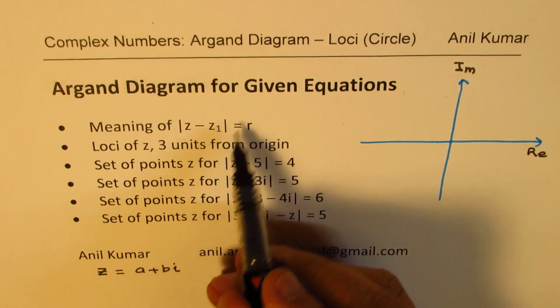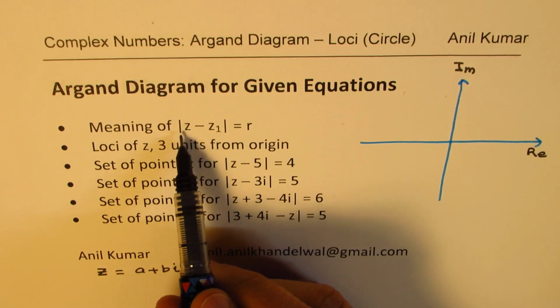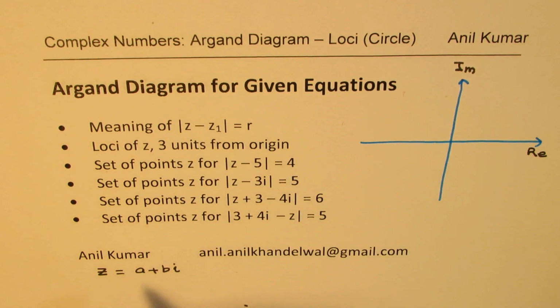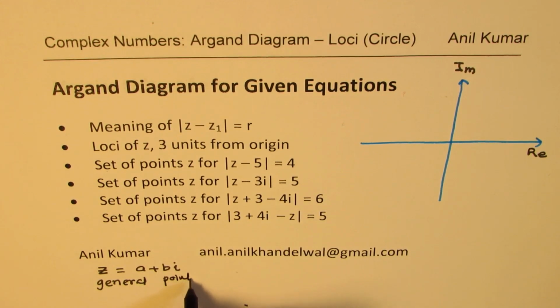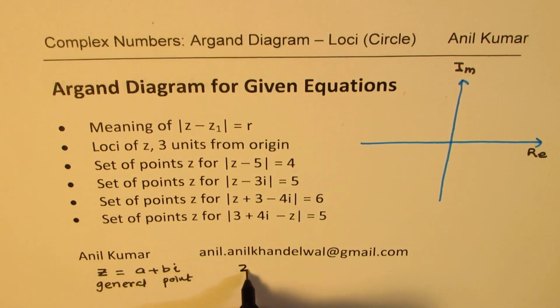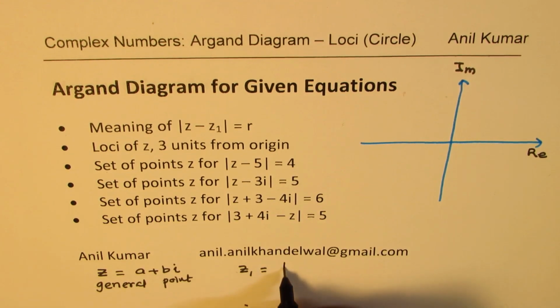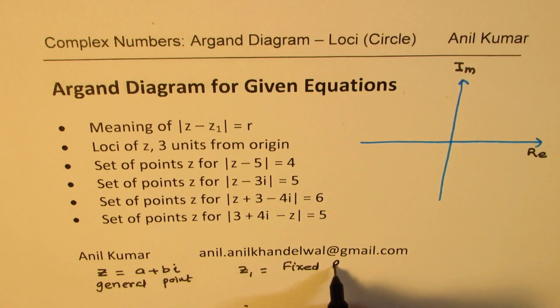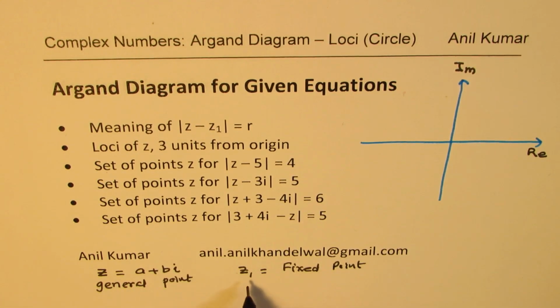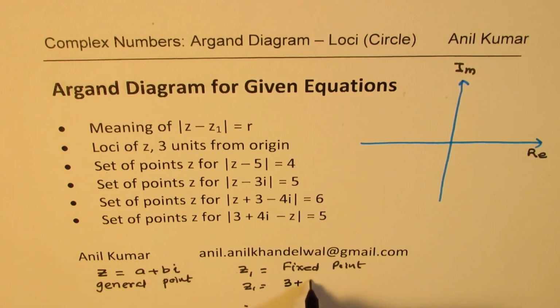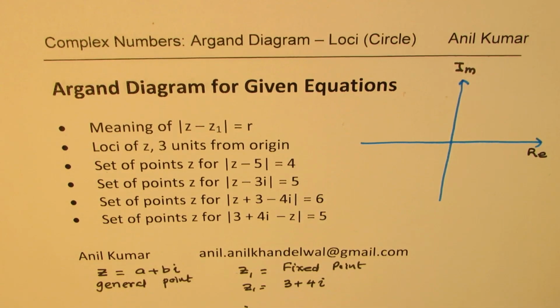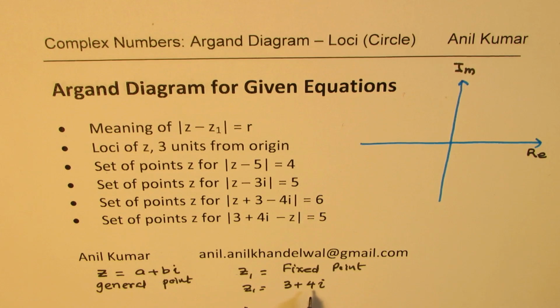z1 is given to us as another complex number. So this will be considered as a general point in our plane. So that will be a general point. And if I say z1, then that means I have a fixed point. If I use a subscript, that means we're talking about a particular point, right? For example, z1 could be equal to, as you can see in these examples, 3 plus 4i, for example, right? So that is a fixed point. So that is one thing which we're talking about.